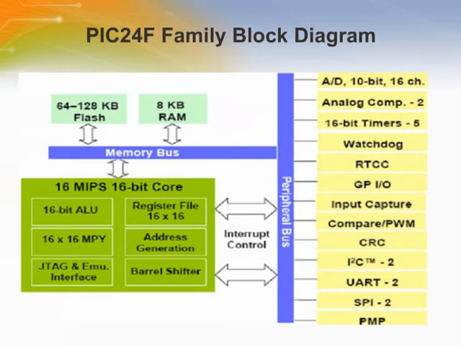All of the devices in the PIC24F family are built with the same base peripheral set. The primary difference being flash memory sizes, which include 64 kilobytes, 96 kilobytes, and 128 kilobytes. The devices start with the 16 MIPS PIC24F core. Around the core is a peripheral set that includes the 16 channels of 10-bit analog to digital converter and 2 analog comparators. The device includes a watchdog timer and 5 channels of 16-bit timers, 4 of which can be cascaded to form 2 32-bit timers.